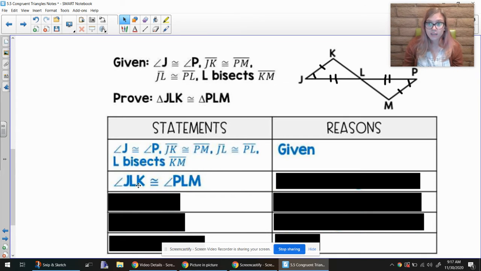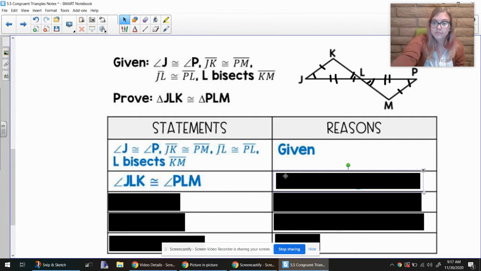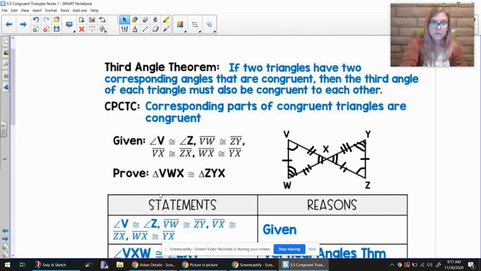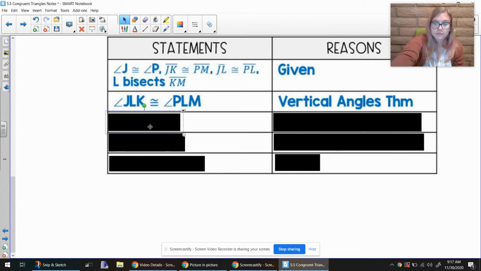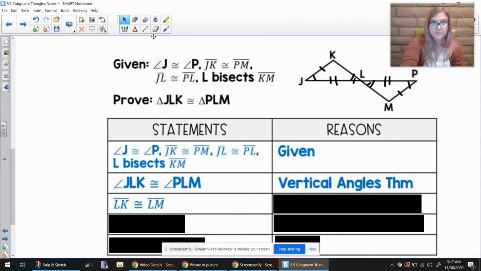So let's start with our vertical angles. So JLK is congruent to PLM because they are vertical angles. Next, we know that LK is congruent to LM.